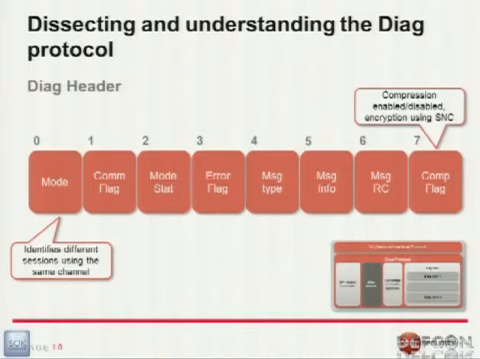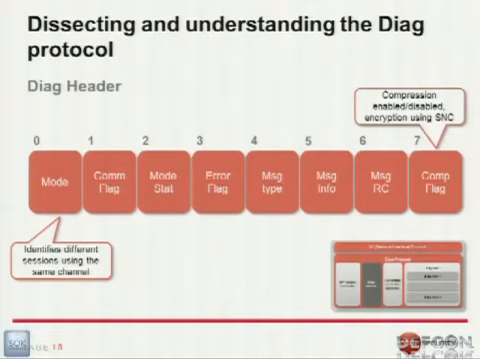The Diag header is present in all the Diag packets, and it's an 8-byte length header. There are only two relevant fields. The first one is the mode. The mode is a 1-byte field that identifies different sessions using the same communication channel. So you can, for example, have two different SAP GUI clients running different transactions, business transactions or programs in SAP, and this field identifies each one.